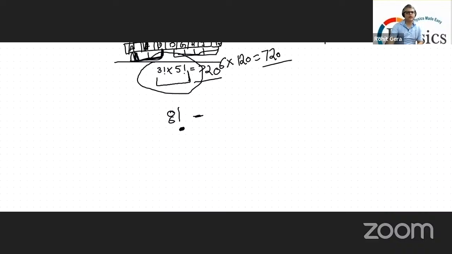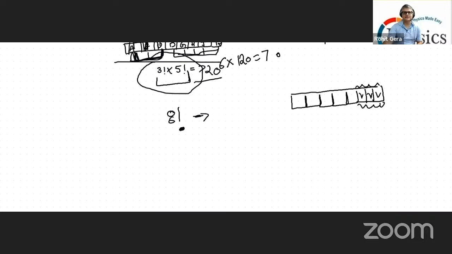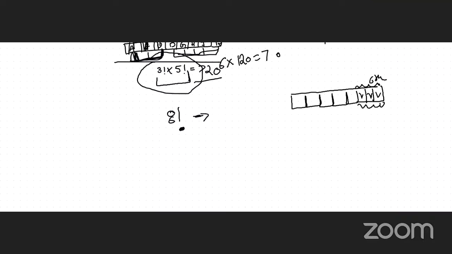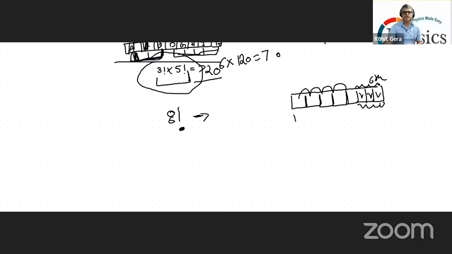8 factorial was the normal answer if there was no condition, 8 letters, 8 vacancies. But now out of 8 vacancies, 3 vacancies are the 6th. So 5 are 1, 2, 3, 4, 5, and the 6th has to be the vowels, vowels, vowels. So this is your 6th filling up. These can be filled up in how many ways? 6 factorial.